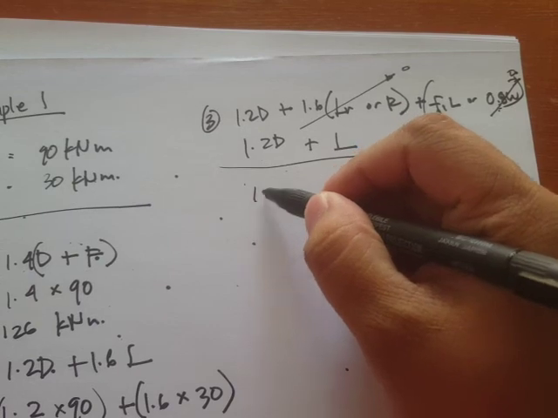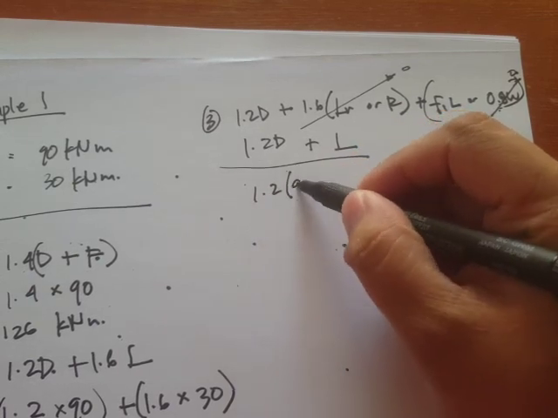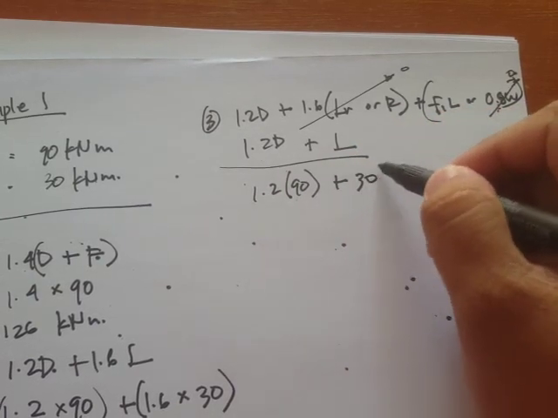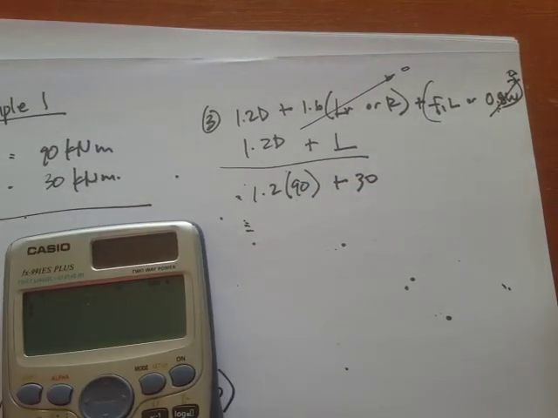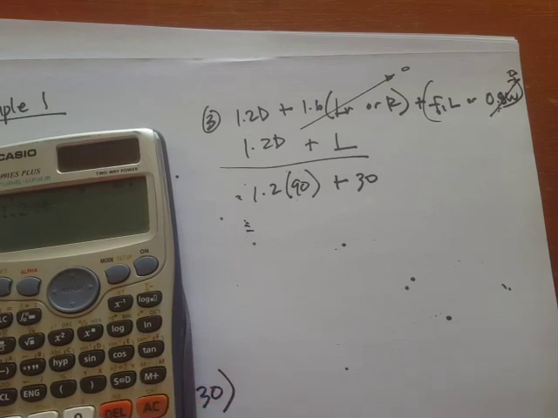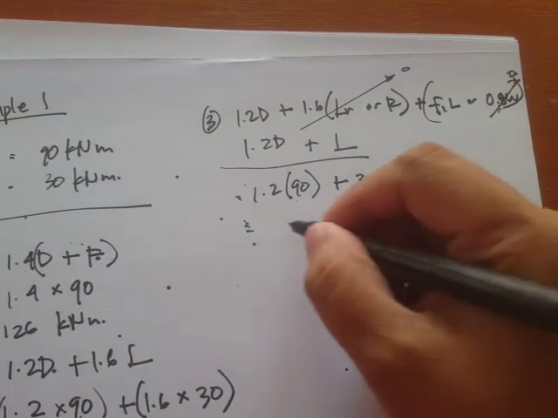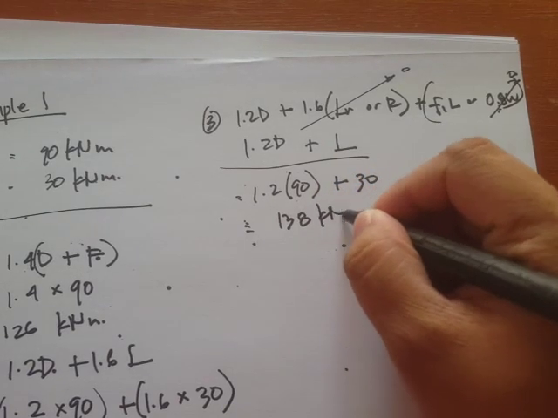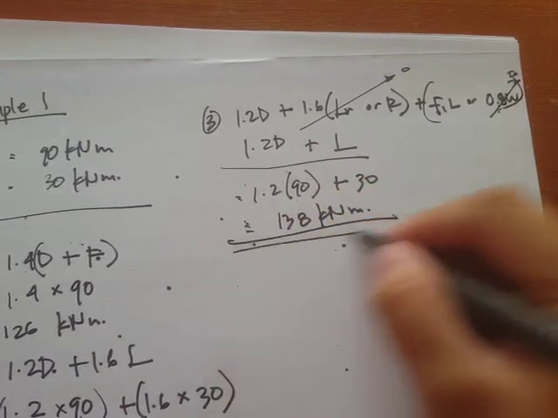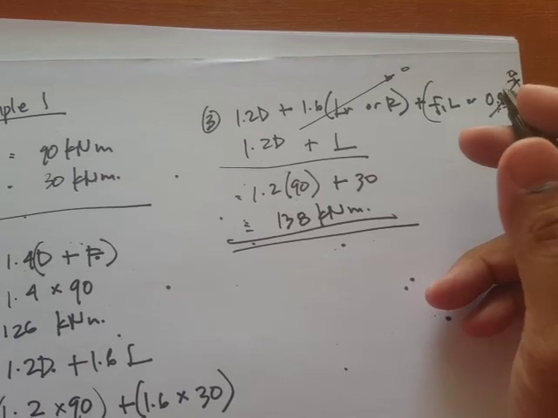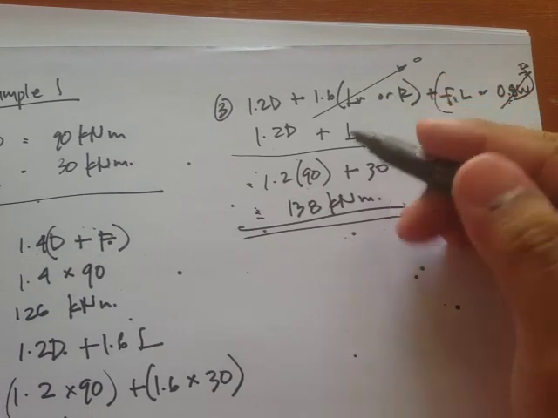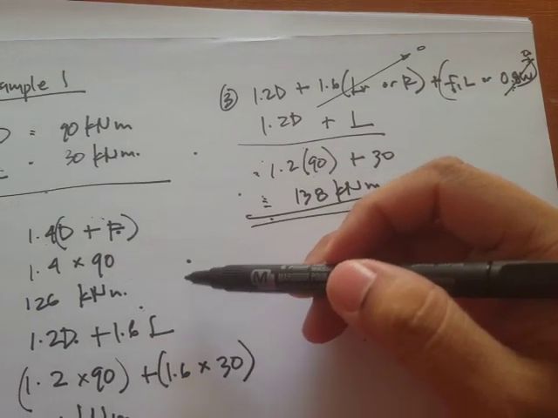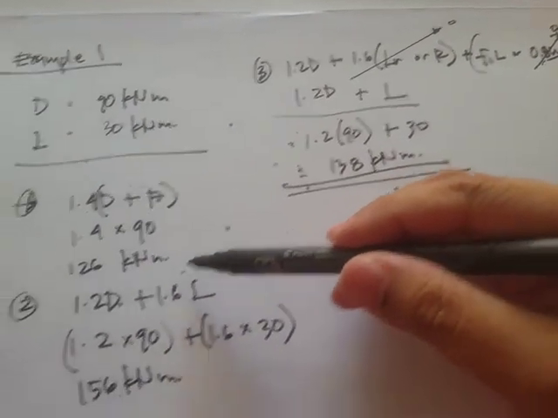We'll check. Okay, so 1.2 times 90 plus 30. Okay, so that's 138. Okay, so 138 kilonewton meter. Okay, so typically, if we're just dealing with dead loads and live loads, then usually the one that governs would be the load combination number 2.